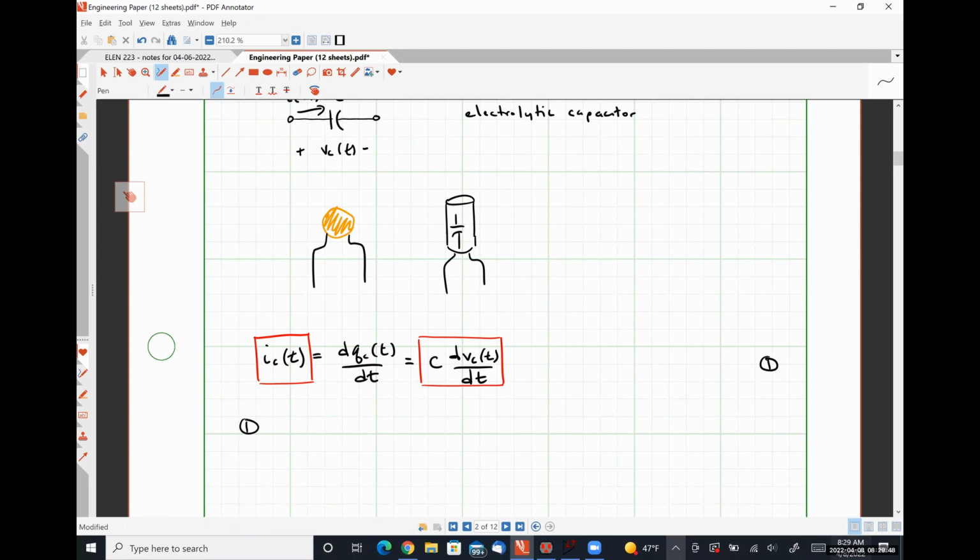Zero. So in a DC circuit, capacitors behave like open circuits, because in order to force the current to be zero, we have to have an open circuit. This is an equal and opposite relationship to what we saw with inductors. In a DC circuit, an inductor behaves like a short circuit, and a capacitor will behave like an open circuit.